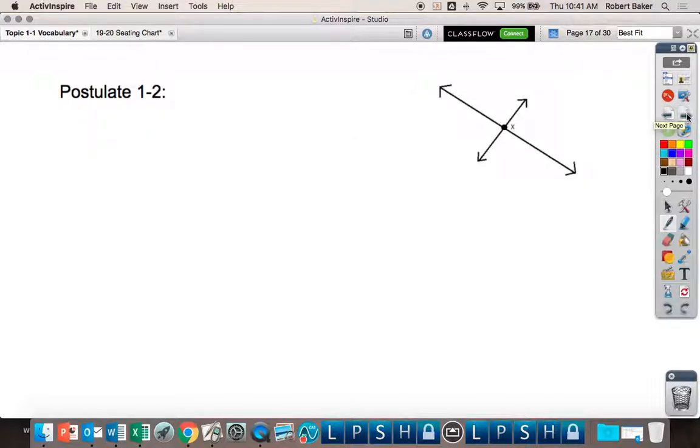Postulate 1-2. What do you think that one's saying? That's the intersection postulate. Let me write it down correctly for you. I always screw up the verbiage on this one. Pretty good.